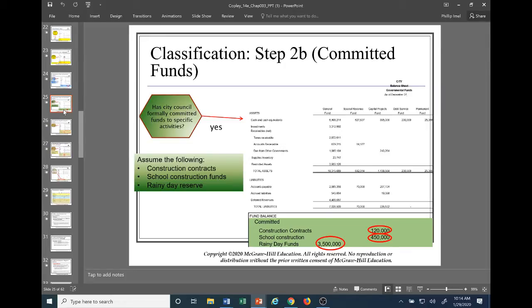So let's just start. Once again, we're in the fund balance section. We're building the committed section now. We just keep on moving down. And like I said, this is assumptions. Don't worry where we're getting these numbers from. So construction contracts, obviously, capital projects. The construction contracts are going to be marked as committed within the capital projects fund, right? School construction funds, same thing, capital projects.